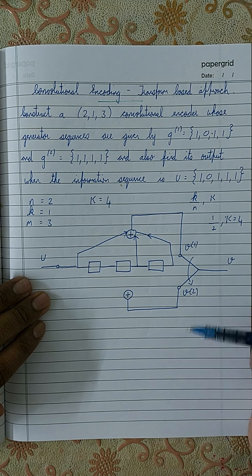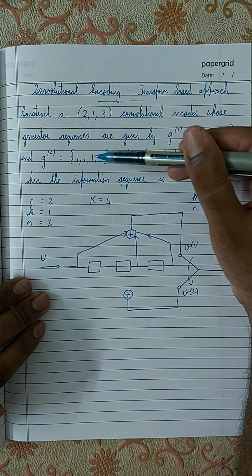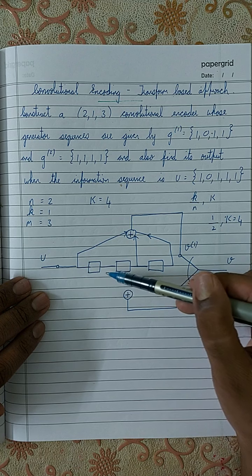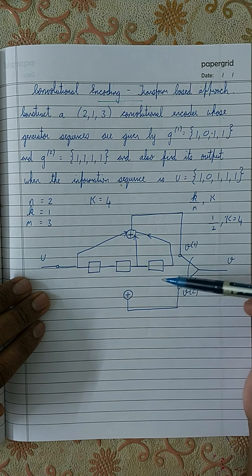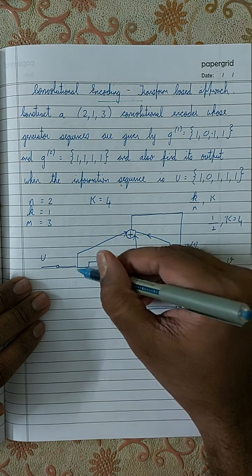Now what about g2? g2 means 1 1 1 1, which means there's a connection from here, here, here and here. From all the 4 positions, there's a connection to the output. So we'll draw it like that.